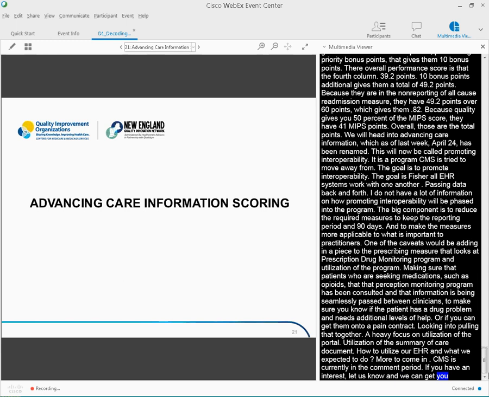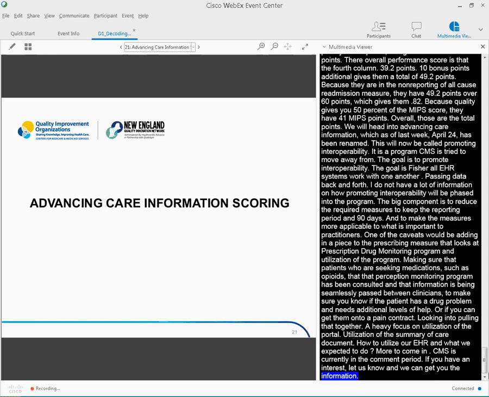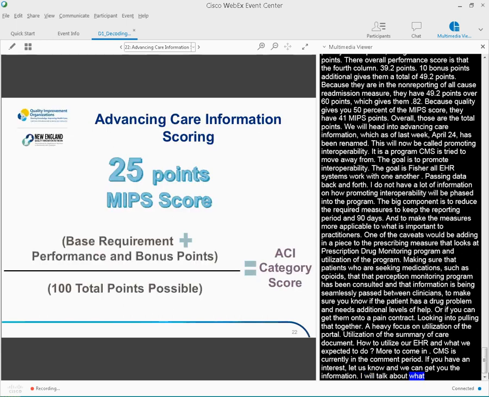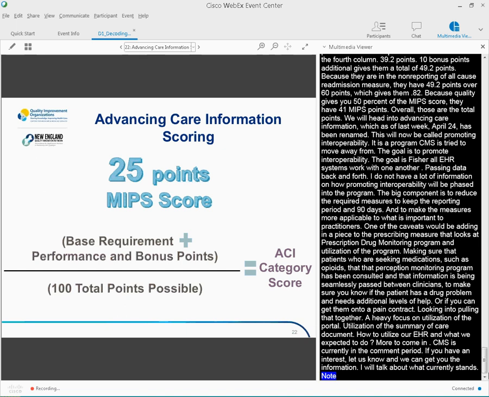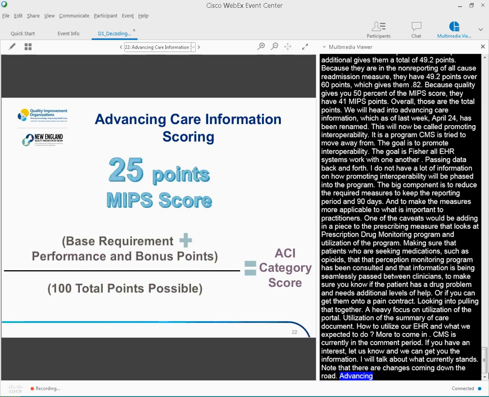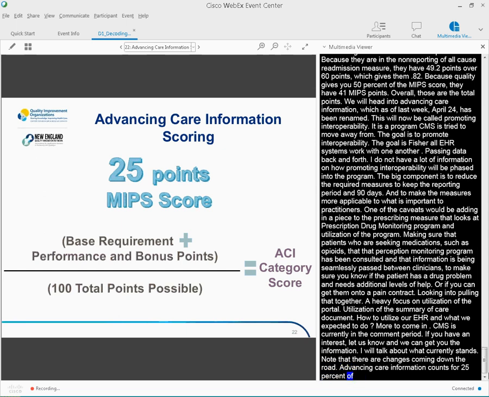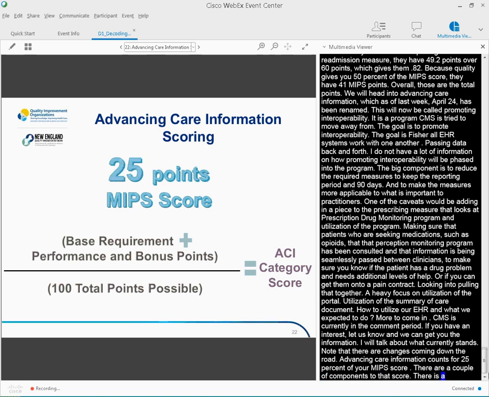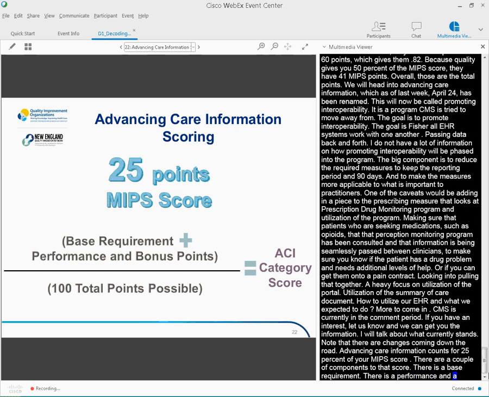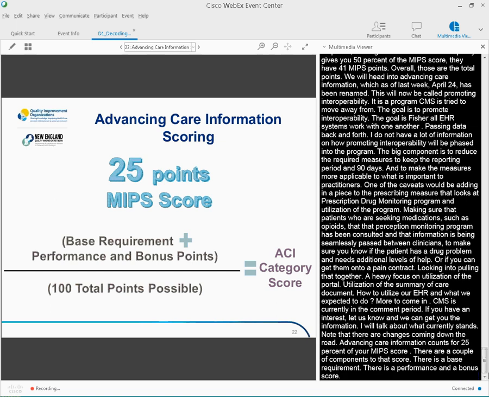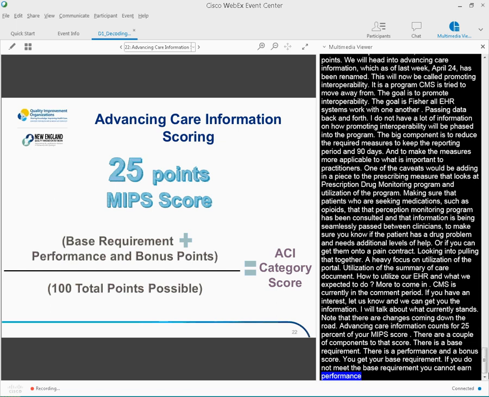So I'm going to talk about advancing care information as it currently stands because, again, nothing has changed quite yet. But just know there are changes coming down the road. So advancing care information currently accounts for 25% of your MIPS score. There are a couple components to that score. So there's a base requirement, which we'll talk about in just a moment, and then there's also a performance and a bonus score. So you get your base requirement. If you don't meet the base requirement, you can't earn performance or bonus points. You're capped at a total of 100 points for the category, and that gives you your total category score. So we'll get into that a little more.